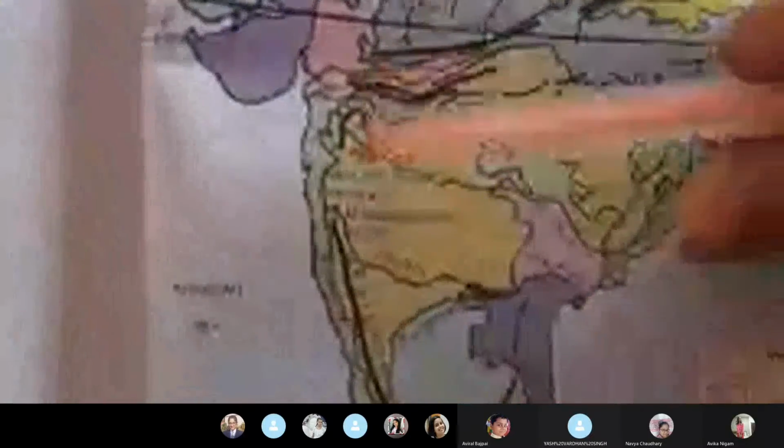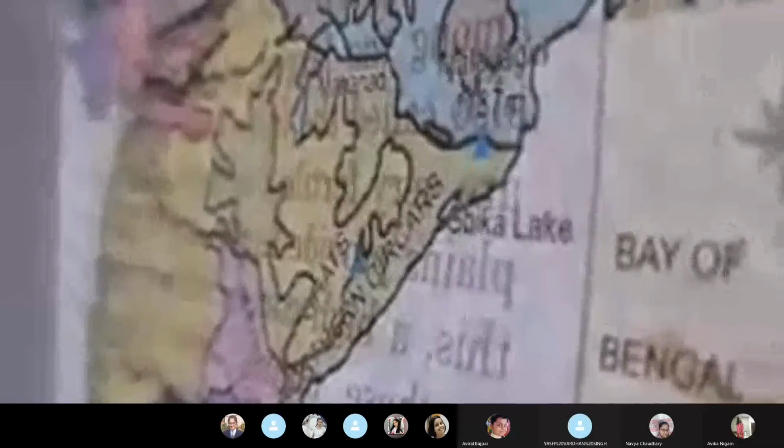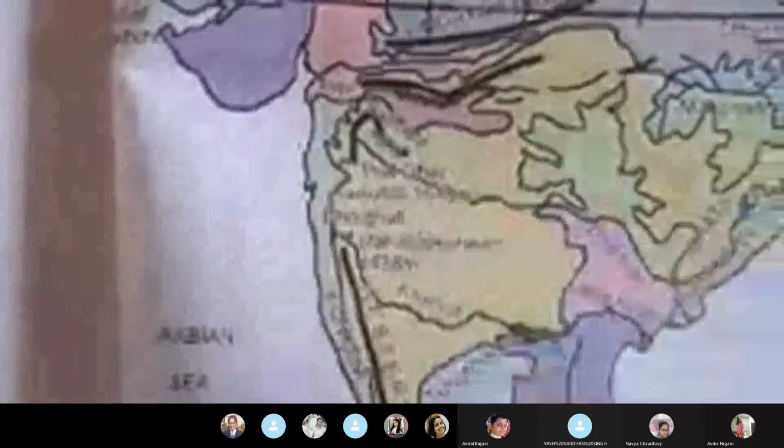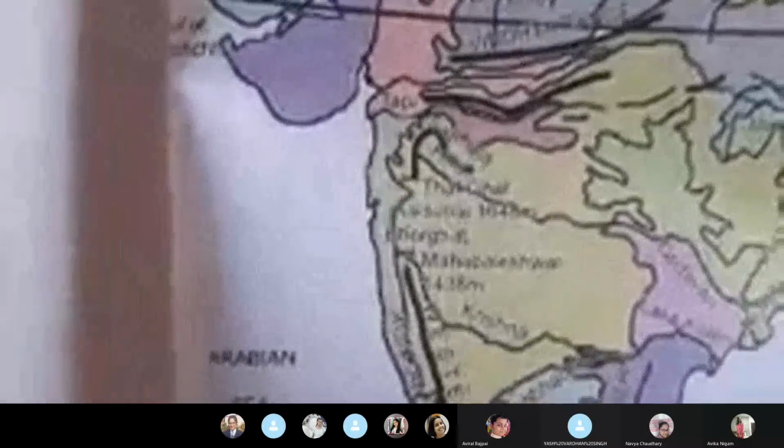Satmala, sorry, Shyadris. The Western Ghats are also known as Shyadris. This is the Western Ghat. This is also known as Shyadris. Then there are various hills here, and the names are Satmala, Nilgiris, and Anamalai Cardamom. So Satmala is here, Nilgiri is here, Cardamom, can you see?